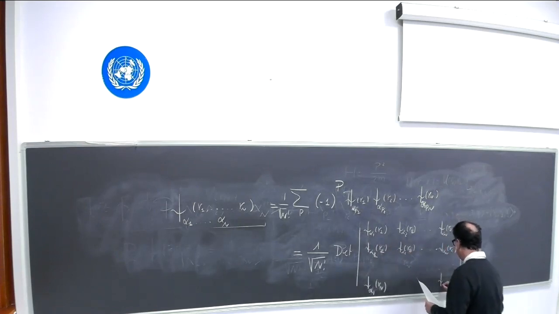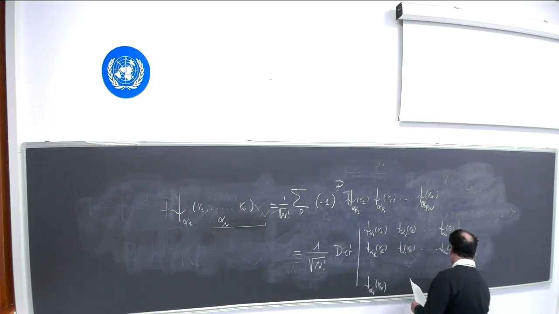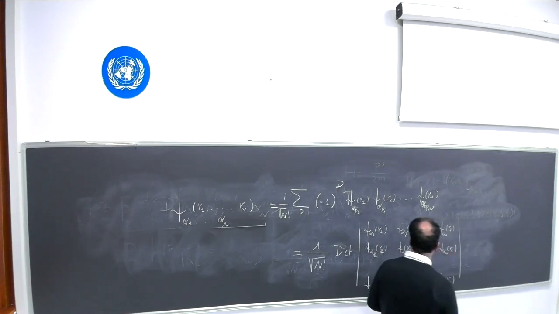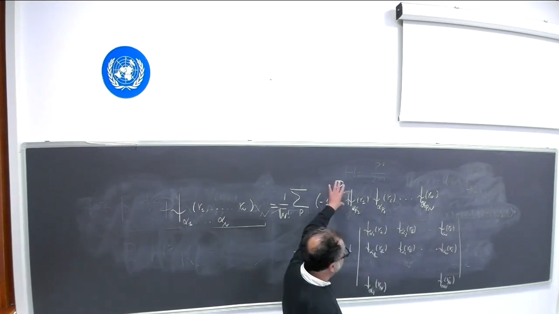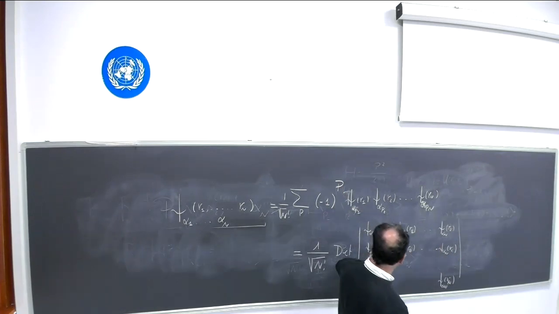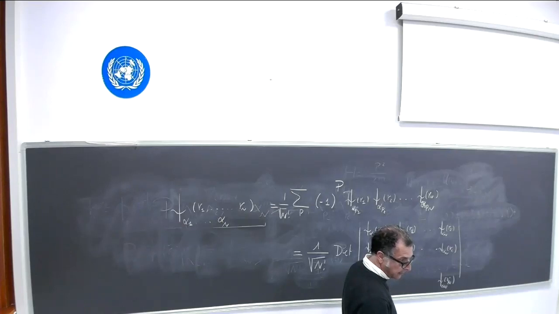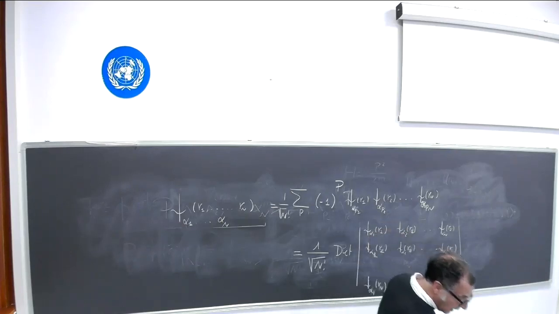This is psi, alpha n, rn. Yes, sir. Okay, so you can write what I wrote here just as a Slater determinant. So a determinant. This is called the Slater determinant.